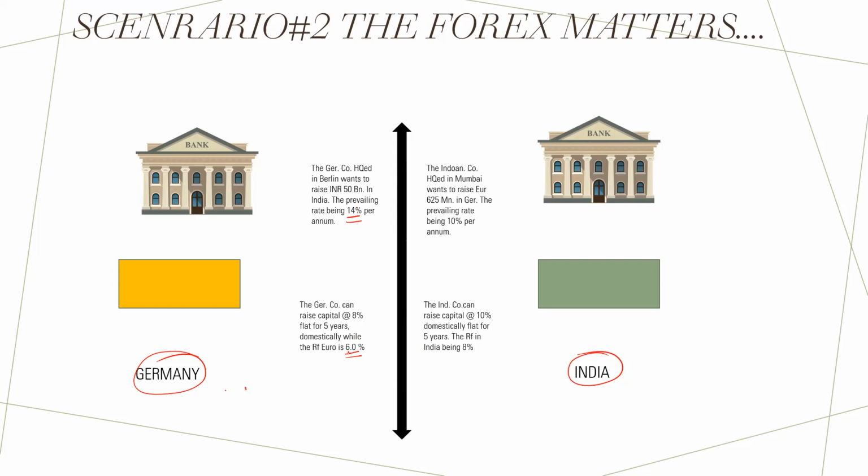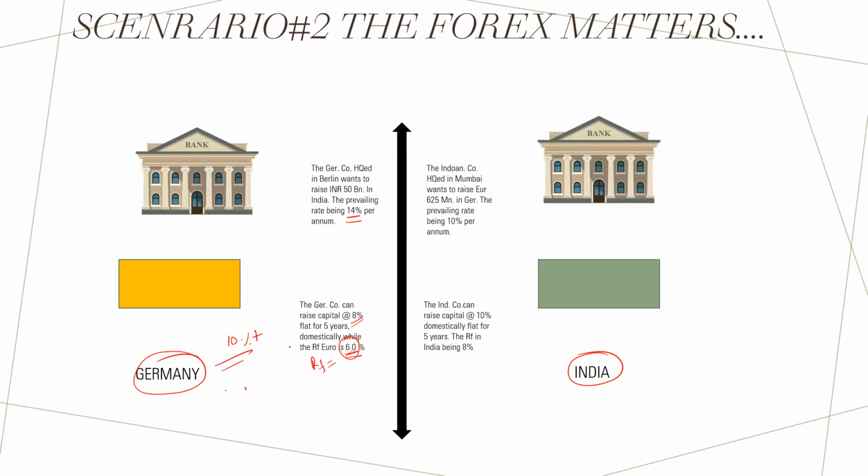Sorry, the Indian company sees the prevalent risk-free rate of interest is 6%. Yes, this is the risk-free rate, and the German company, based on the 6% risk-free rate, can raise the capital at 8% interest. However, when the Indian company wants to raise the same capital, the rate of interest is around 10% plus, which is 10% northwards. Okay, this is a problem.